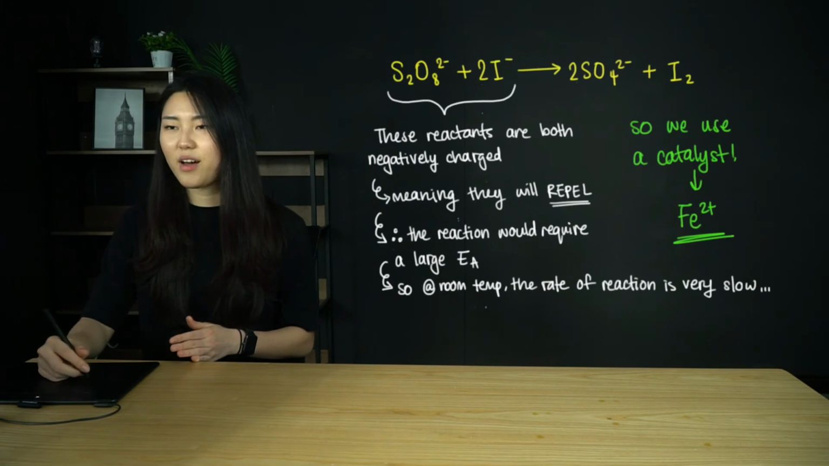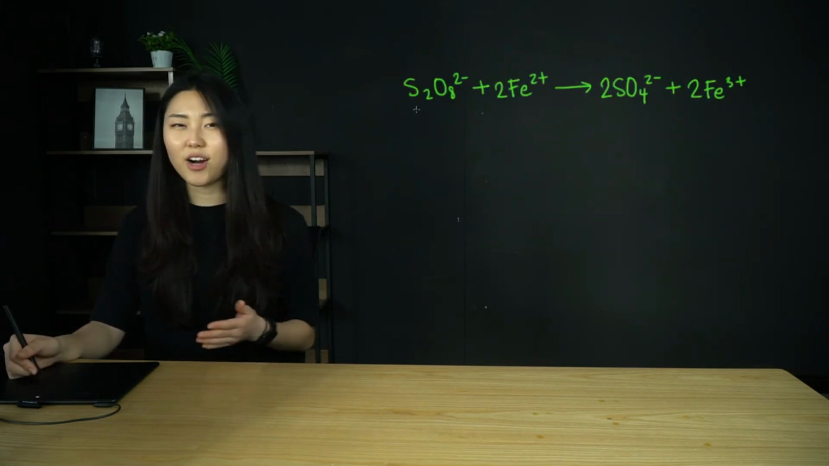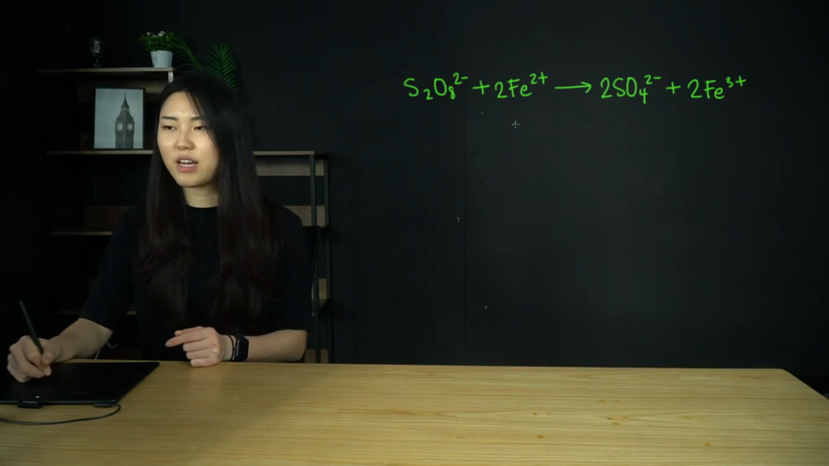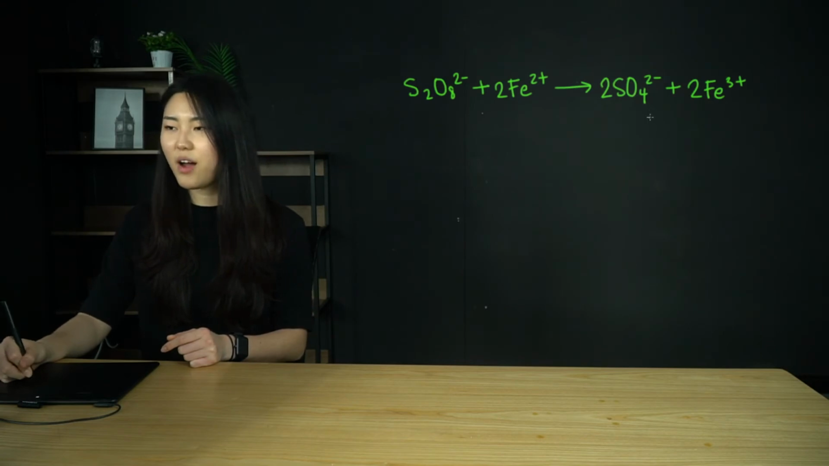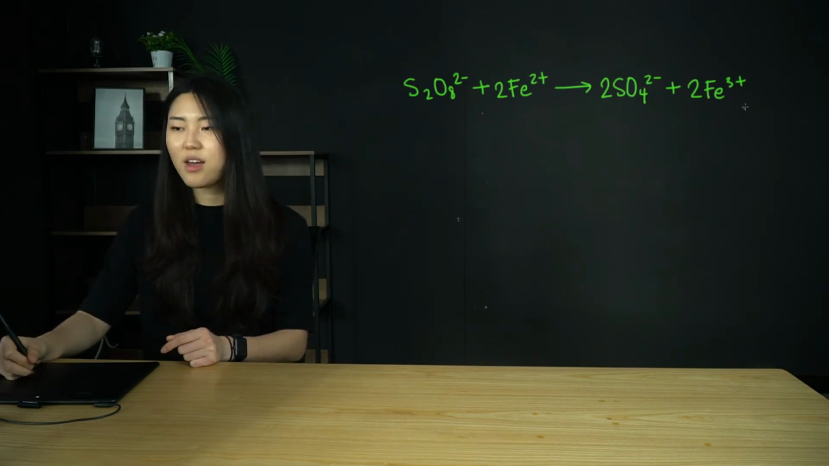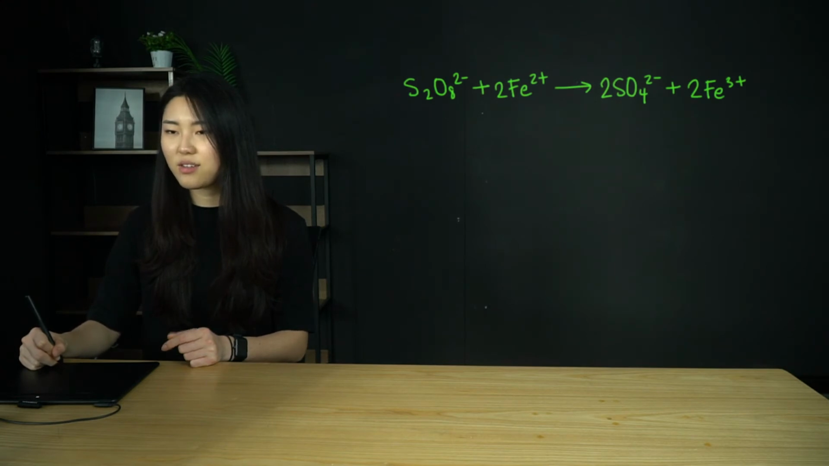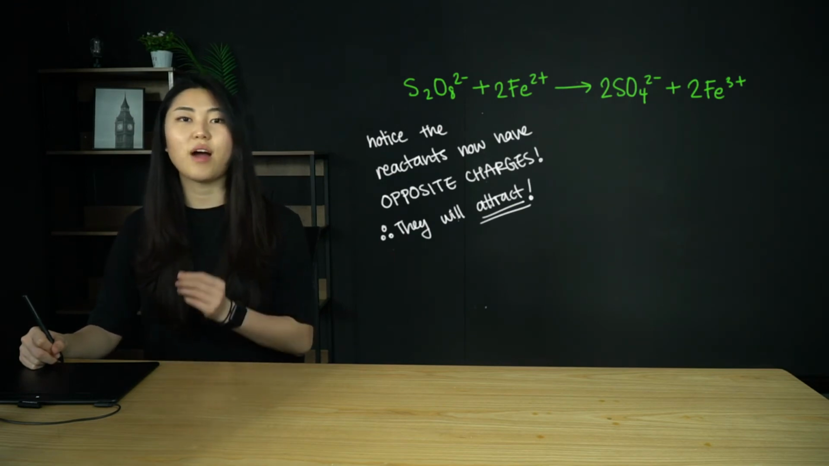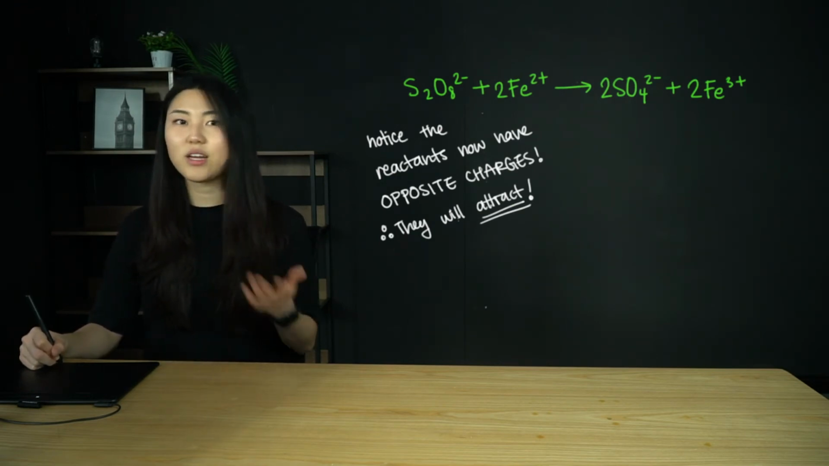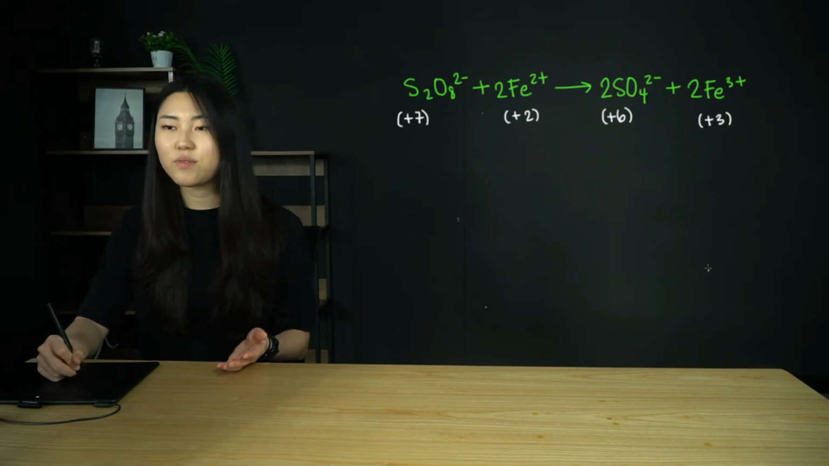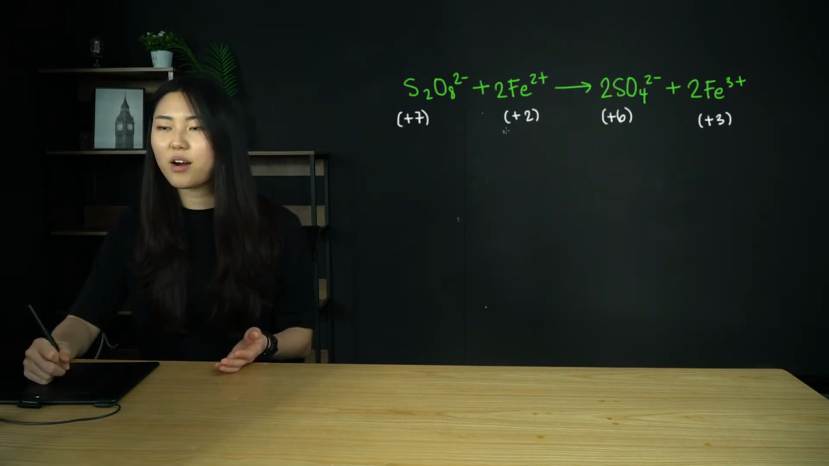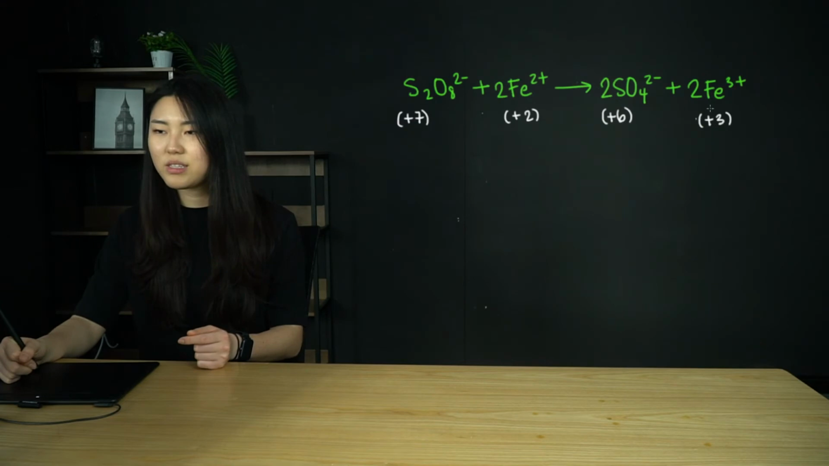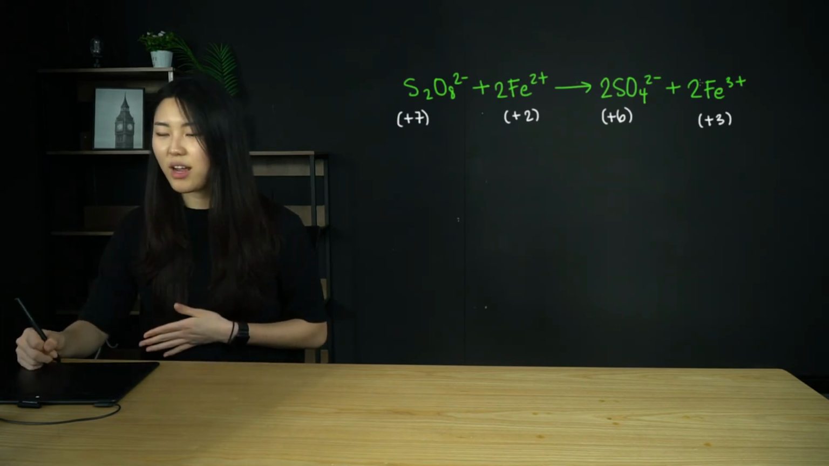So I have written the first step of the reaction, how it occurs. This is going to react with iron 2+, giving us the sulfate ions with a 2- charge, and our Fe3+ ion is going to be generated, okay? If we look at the oxidation states, notice that the reactants now have opposite charges, right? So they're going to attract each other instead of repelling. Sulfur has a +7, iron has +2, sulfur has +6, and iron has 3+. So it's a redox reaction occurring, okay?